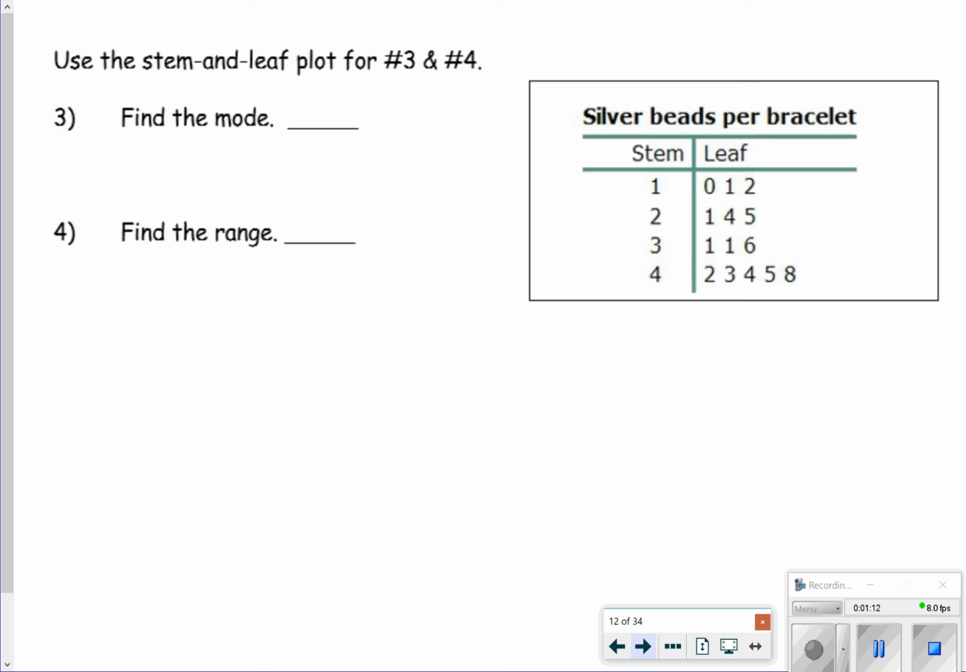For number 3, you're trying to find the mode. Again, for a stem and leaf plot, the stem in this case is going to be your tens place value, and the leaves are all going to be your ones place value. So if the first number would be 10, the second number would be 11, the next number would be 12, and so on. The mode in this case is 31 because it appears the most.